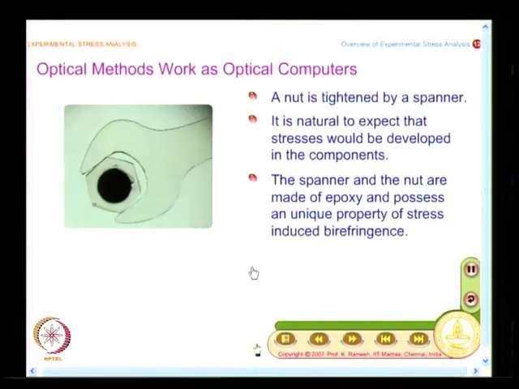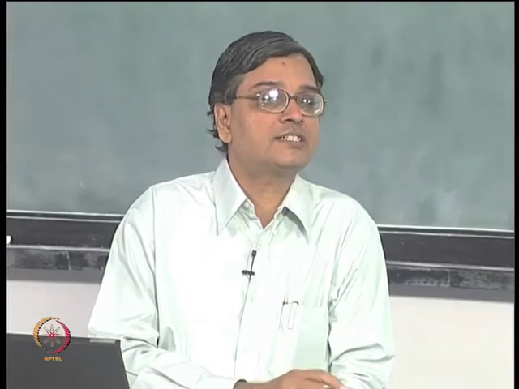See, earlier I have told you that each of the experimental techniques utilizes a particular physical principle, which is exploited to reveal a particular kind of information. It will not give all the stress components, all the displacement components, all the strain components. And here what we have done is, we have taken a spanner and nut which is made of epoxy, and it possesses a unique property of stress-induced birefringence.